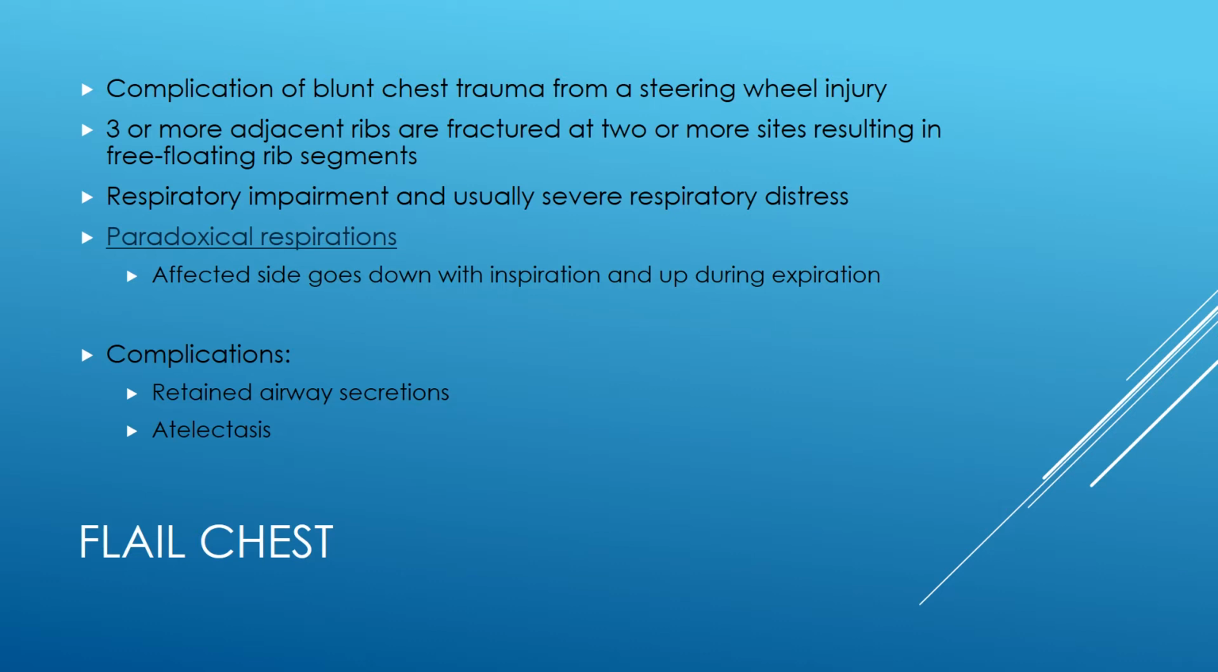So with blunt chest trauma, the ribs can either break singly, or they could end up with multiple breaks. The concern we have when it's multiple is that the ribs basically get shattered, so there are floating rib segments. When this happens, patients become very restless. They are tachypneic and having trouble breathing. And when they breathe, you see something called paradoxical respirations.